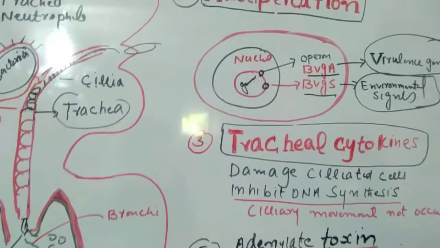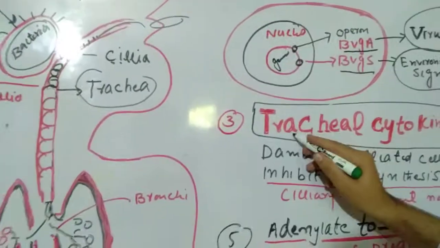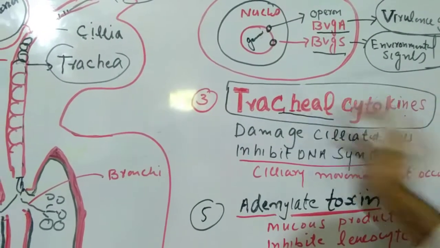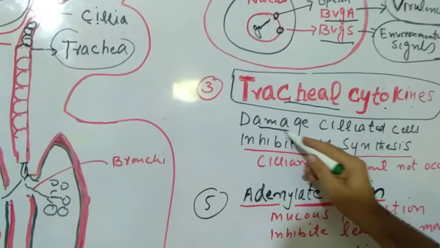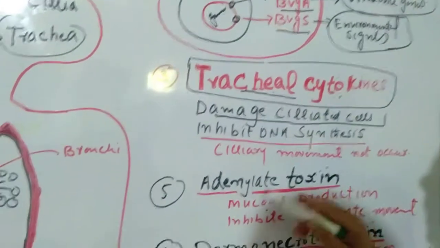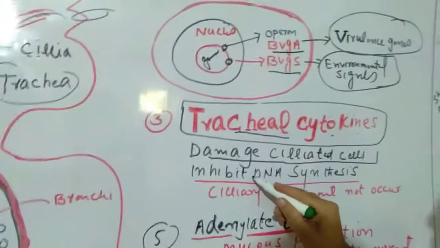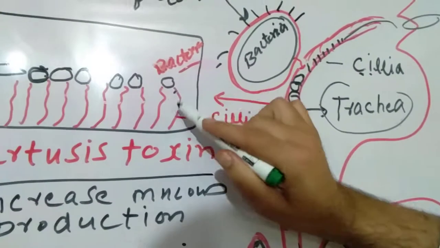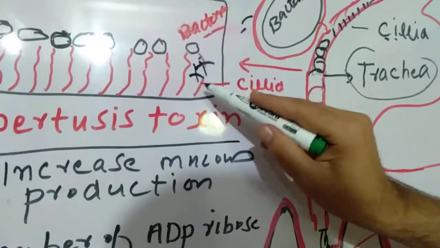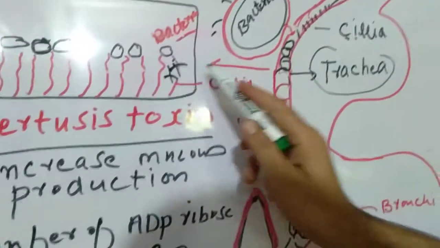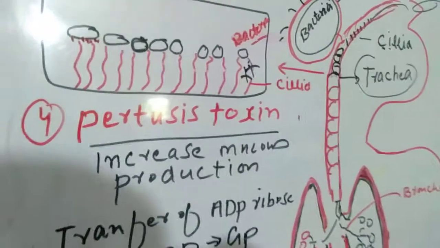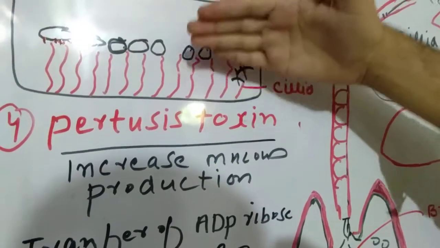The first virulence factor is a toxin. This toxin is called tracheal cytotoxin. What does tracheal cytotoxin do? It damages the ciliated cells. How does it damage the ciliated cell? By inhibiting DNA synthesis. What will happen? The ciliary movement does not occur. When the ciliary movements do not occur, the mucus and other substances accumulate in the trachea.